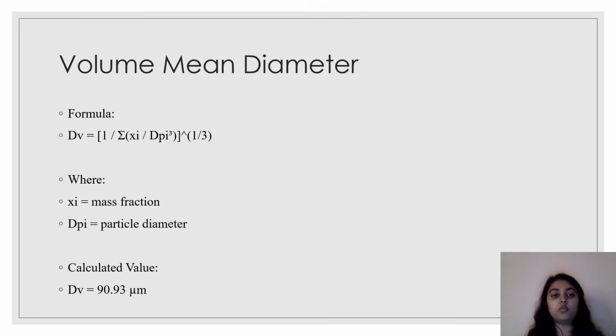The formula is 1 divided by the summation of xi divided by dpi cube, and the whole raised to 1 upon 3. We have this column xi divided by dpi cube. Take the summation of that column, divide 1 by it, and raise the value to the power 1/3. You will get this value, 90.93 micrometer.